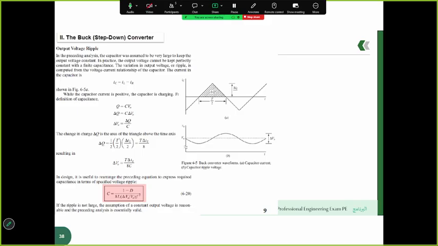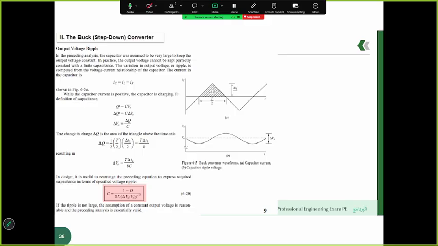The capacitor current is defined as Ic is equal to IL minus IR, as shown in this figure. When this current is positive, the capacitor is charging and storing energy. When it is negative, the capacitor is discharging and supplying energy to the load. This continuous process of charging and discharging causes the output voltage to fluctuate slightly around its average value.